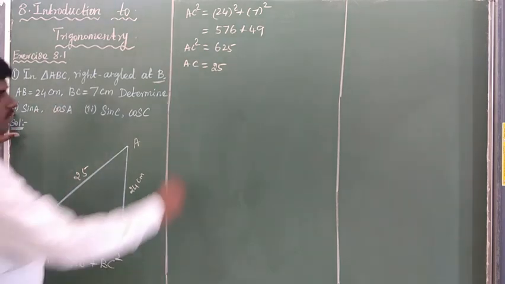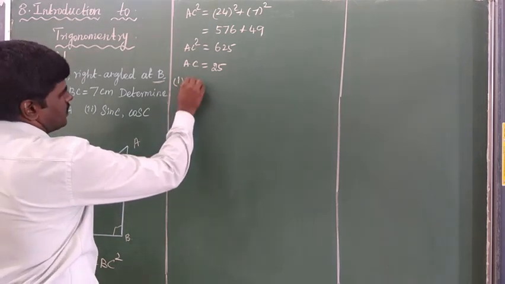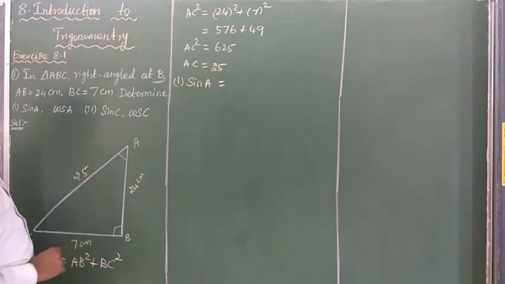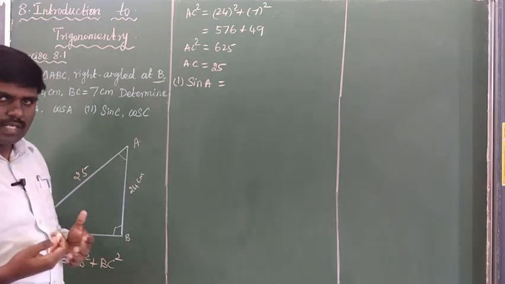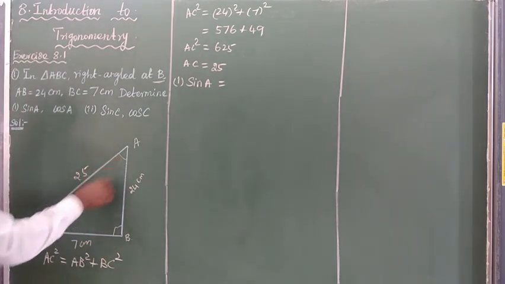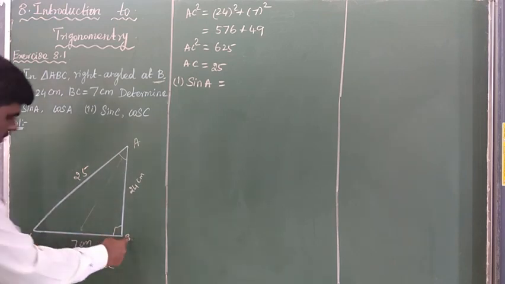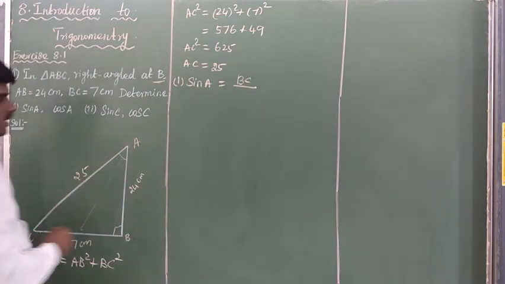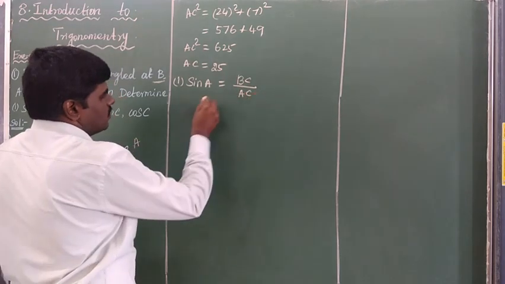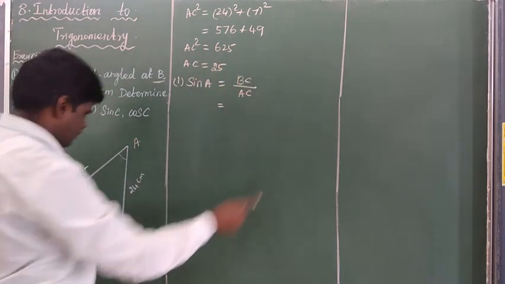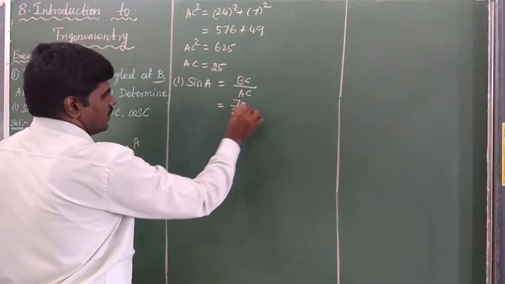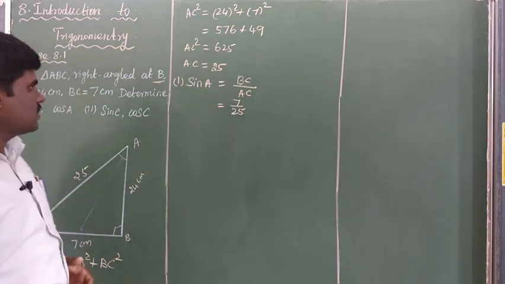So what is the first question? I need sin A. What is the formula for sin A? Opposite side by hypotenuse. Where is the opposite side? This side should be the opposite side, BC, by the hypotenuse AC. BC is equal to 7 and AC is 25, so sin A is equal to 7 by 25. Is that clear?